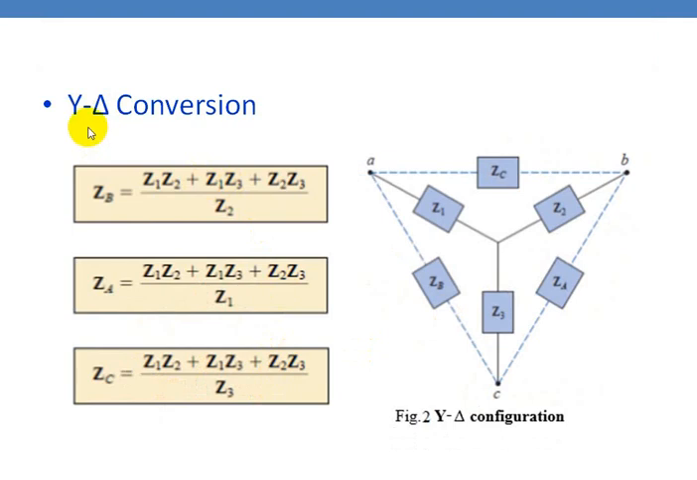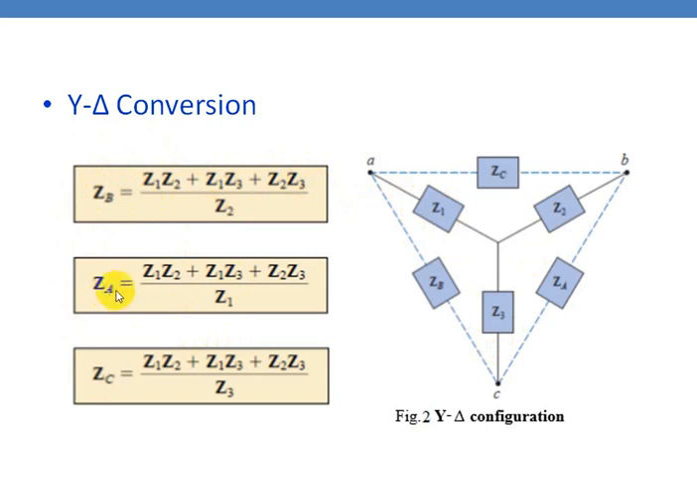Then coming to star to delta conversion. Here ZA, ZB, ZC are the impedances of the delta connected network, so we are going to write expressions in terms of the impedances in the star connected network. Let us see how to write this. In all the expressions, the numerator is the same, that is Z1 Z2, Z2 Z3, then Z3 Z1. So it is common. Let us see how to write the denominator.